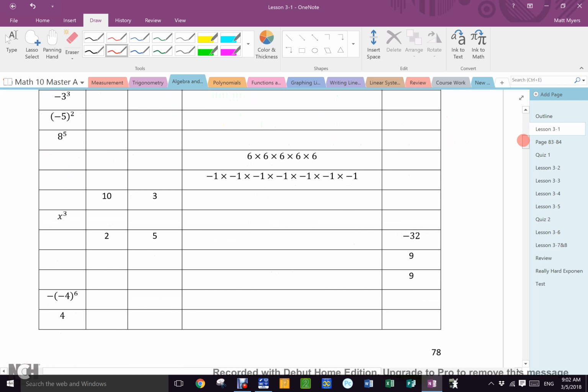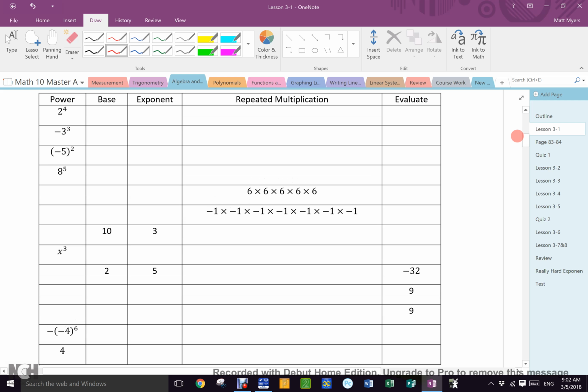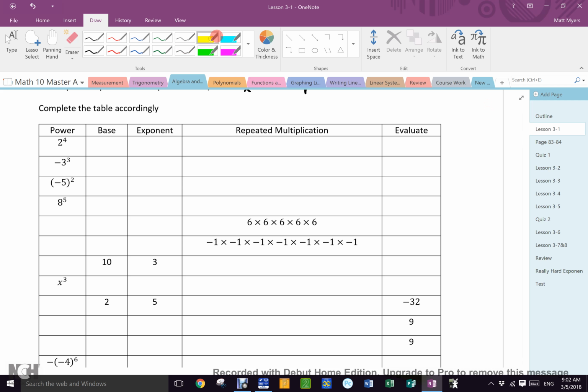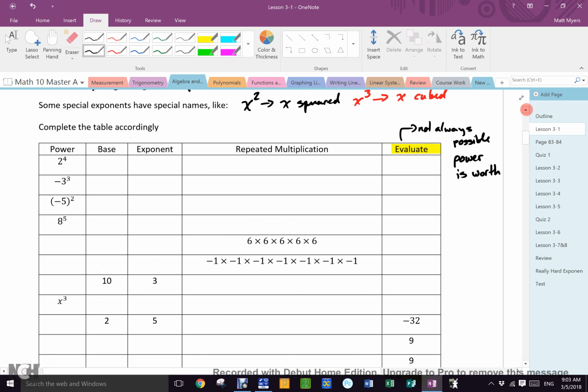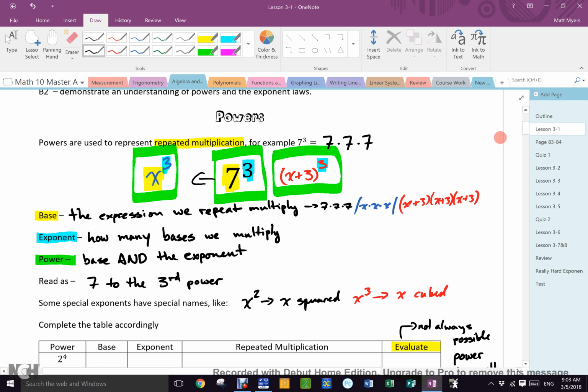Now, you guys are going to have about 2-3 minutes to fill in this table. Now, there's a couple of things I want to remind you of. Evaluate. This is not always possible anymore. Not in the 10th grade. But what does it mean? It means what the power is worth. Okay, so no exponents, just a base. Now, there's a couple of things I want to talk about before I let you go on that table. To remind you, we all know what the base is. We know it's 7, x, and x plus 3.